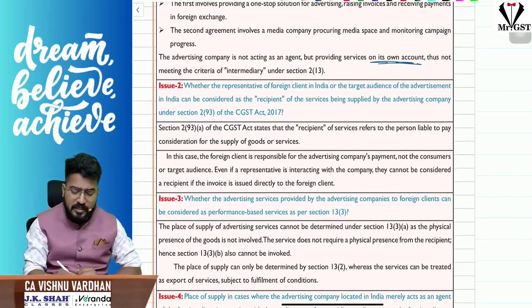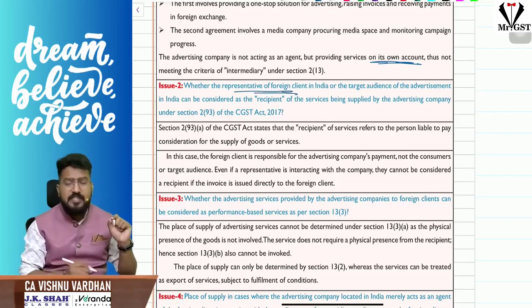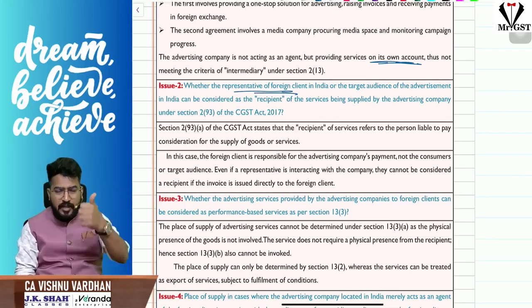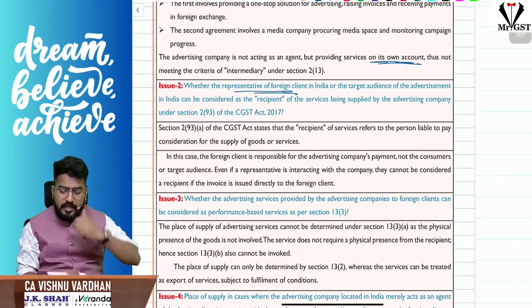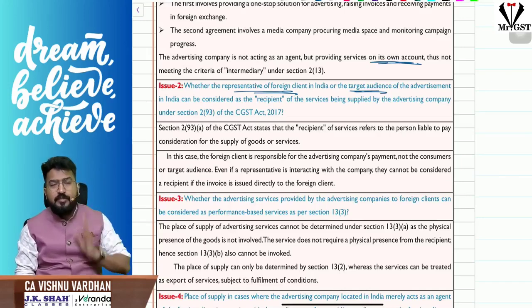Next, the second issue is, sir, here for the foreign client, for the services provided by Indian ad agency, who is the customer, sir? Who is the recipient? Is it the representative of foreign client? That means Indian ad agency is regularly coordinating with the representative of Netflix in India. Should I call that fellow as the recipient, or the target audience, for the advertising? Should I call them as the recipient?